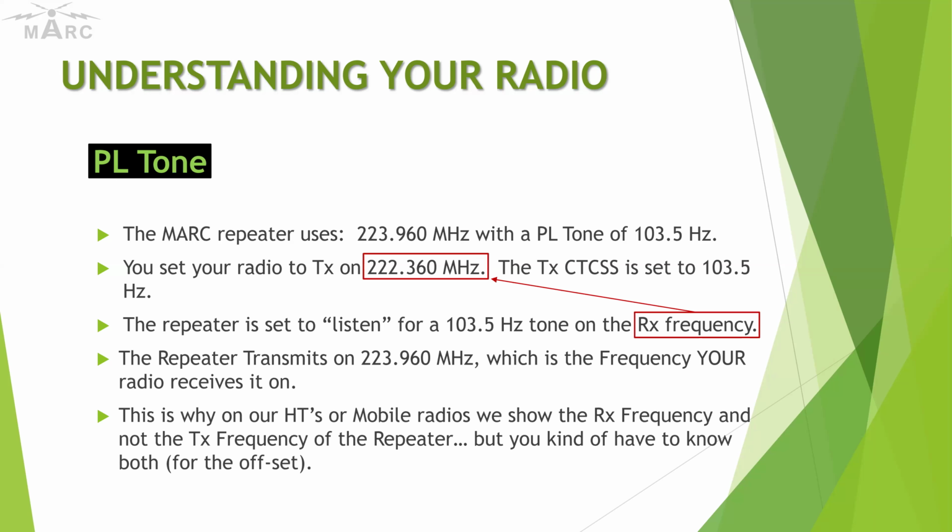Okay, so this is why our HTs receive only the receive frequency and not the transmit frequency. Well, our receive frequency is the transmit frequency of the repeater. You kind of have to know both, transmit and receive, for all this to work.